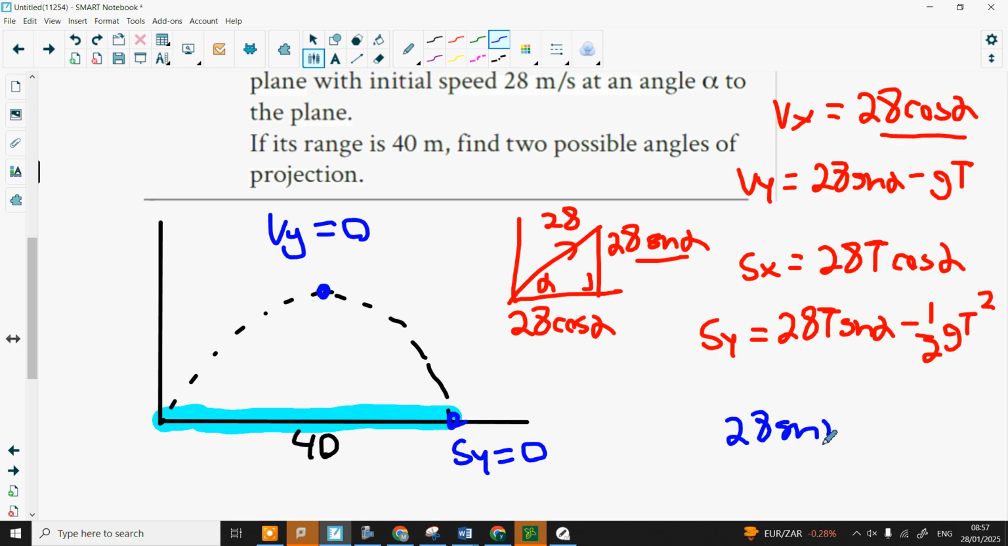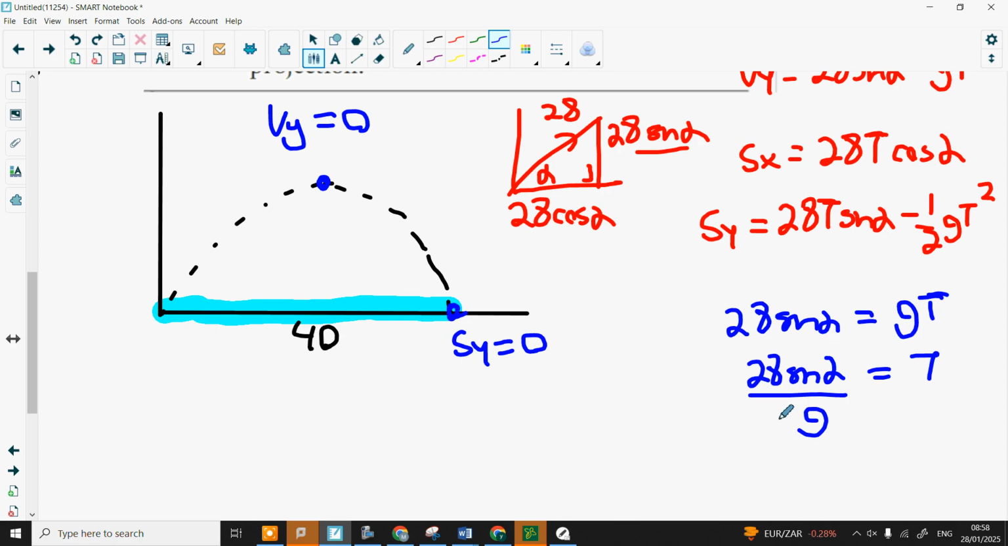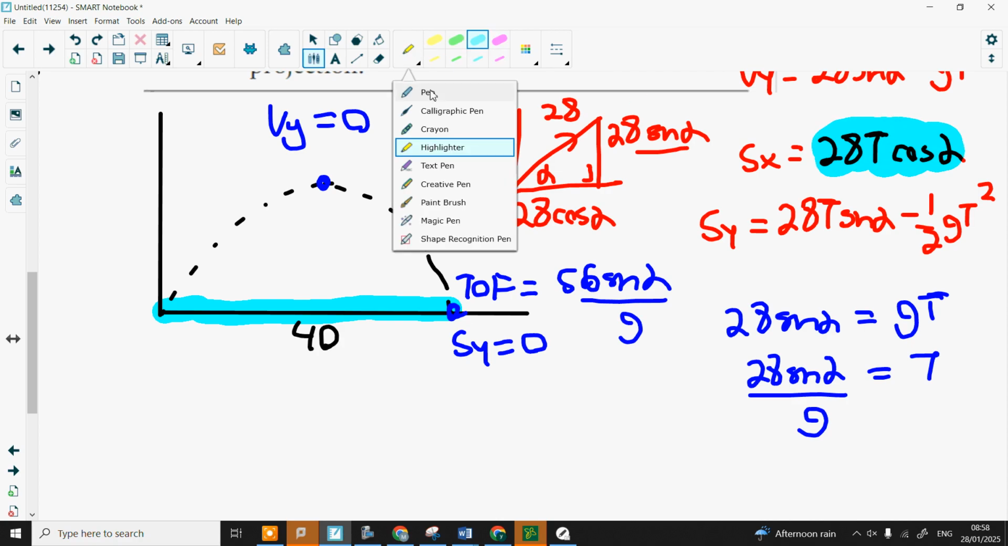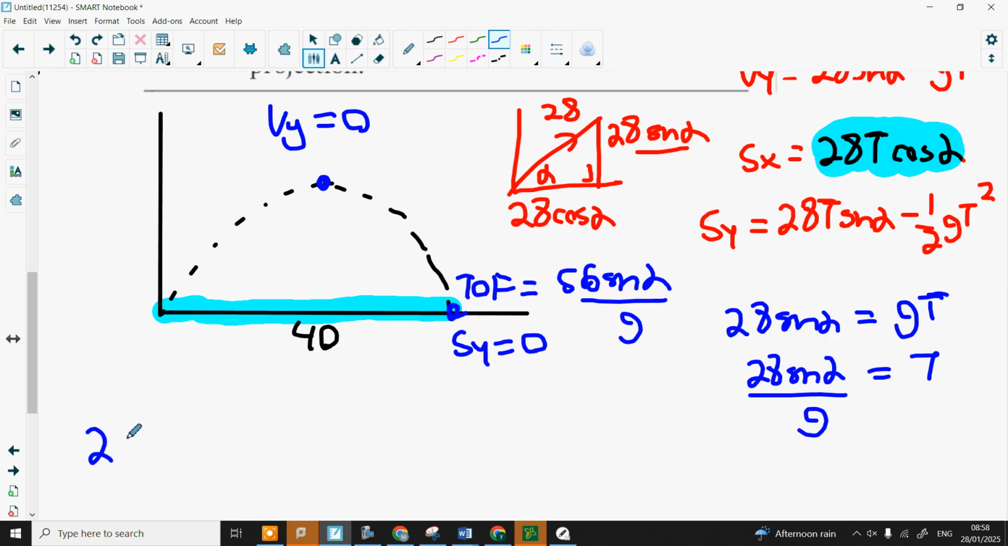So we get 28 sine alpha equals gt, and our t value is 28 sine alpha over g. Now I have to double that, don't I, for the TOF? So what I'm saying TOF is 56 sine alpha over g. Now, we're now going to use this formula here. We see that blue formula? That blue formula, it equals 28t cos alpha equals 40 at the time of flight.